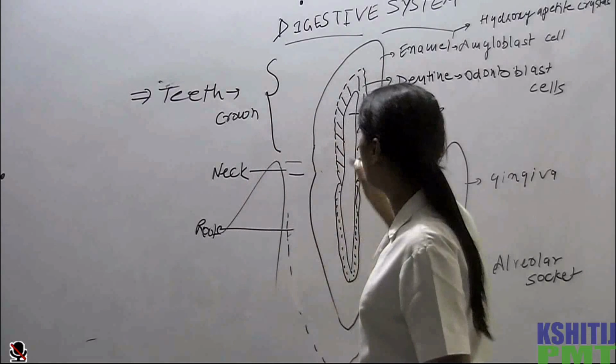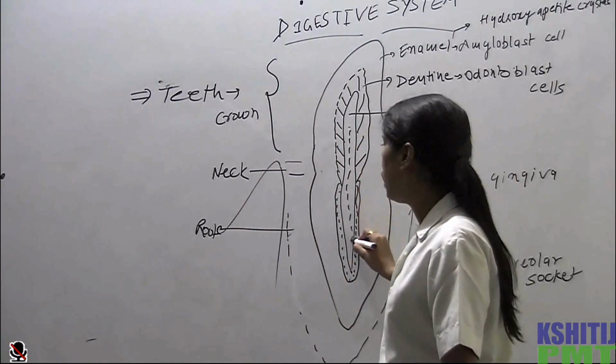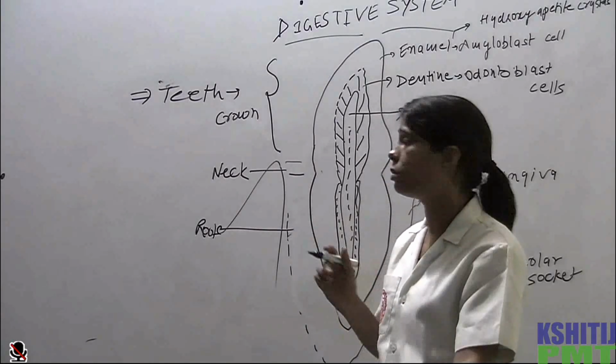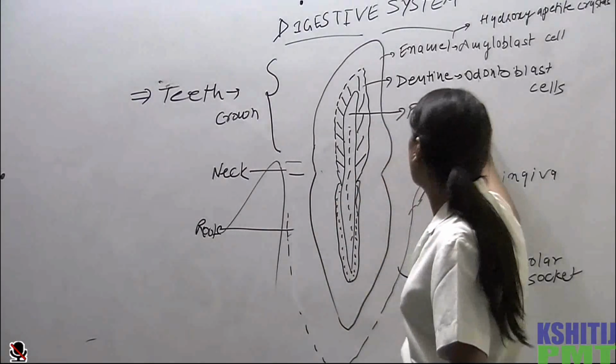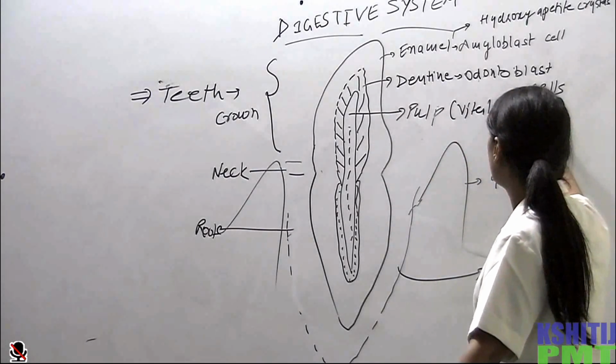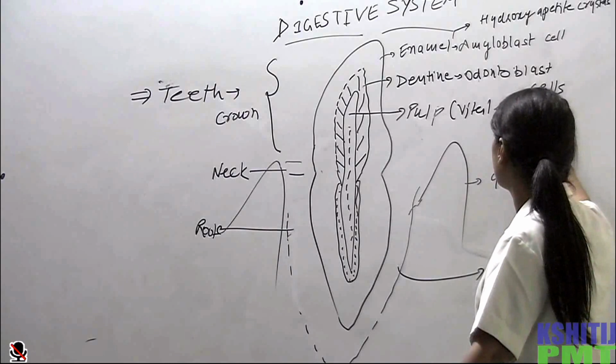This pulp consists of vessels and nerves. What type of vessels? Blood vessels. So this is pulp and this is vital. It consists of nerves and blood vessels.